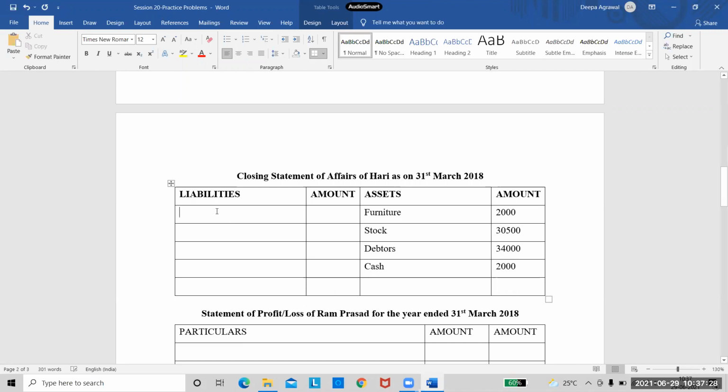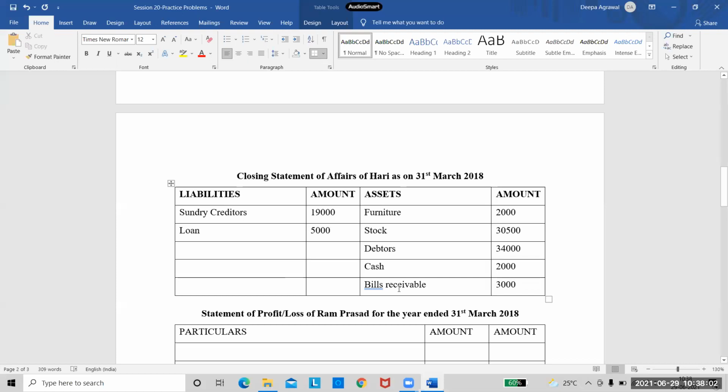After cash, we have creditors. So come to your liability side. Sundry creditors. And the creditors value is 19,000. After creditors, we again have bills receivable. So come back to the assets. Bills receivable is 3,000. After bills receivable, you have loan. Loan is again a liability. So come back to your liability side. And the loan value is 5,000.